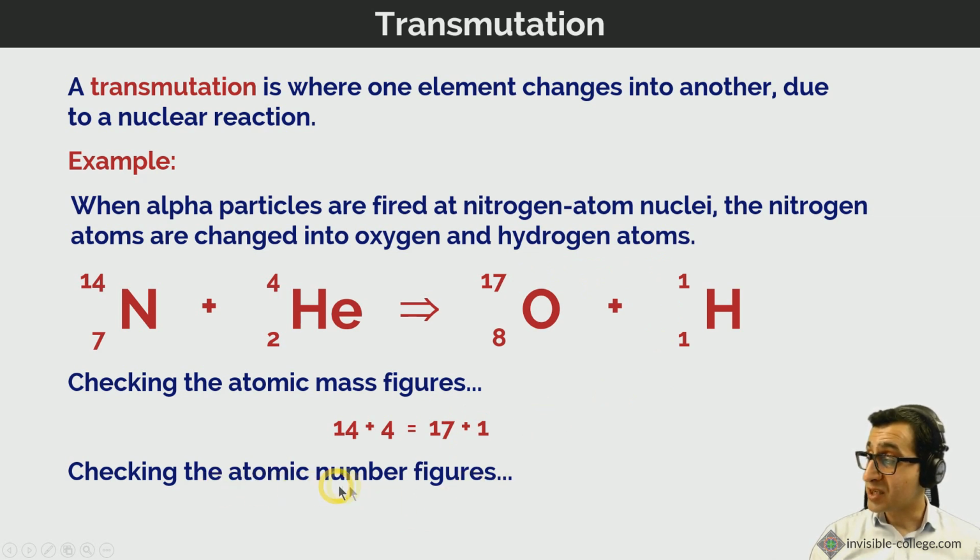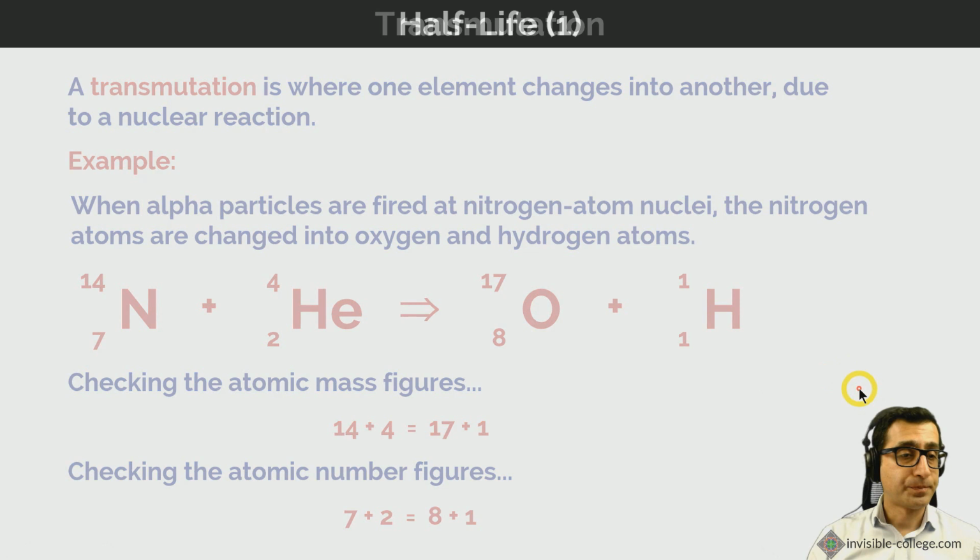And checking also the atomic number figures, we see that these will also balance because we have 7 protons in this nucleus, we have 2 protons in this nucleus, we have 8 protons in this one, we have 1 proton here. So the number of protons on the left in total is equal to the number of protons on the right in total. So we'll come back to the idea of nuclear equations a little bit later on, perhaps in the second hour, depending on what you guys vote for. So let's have a look now at the concept of half-life.